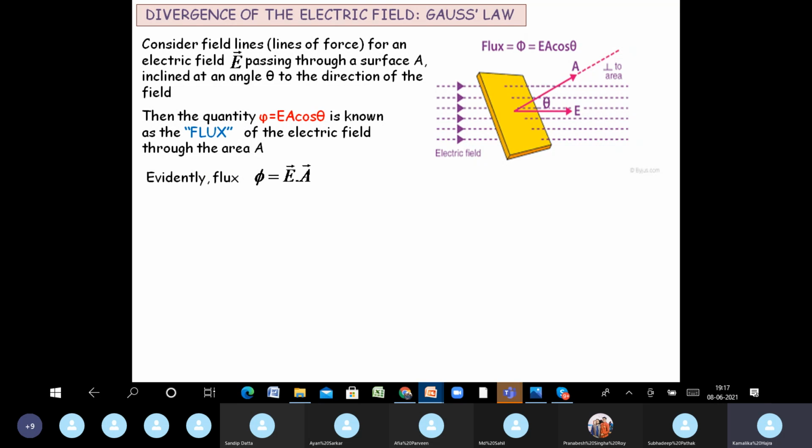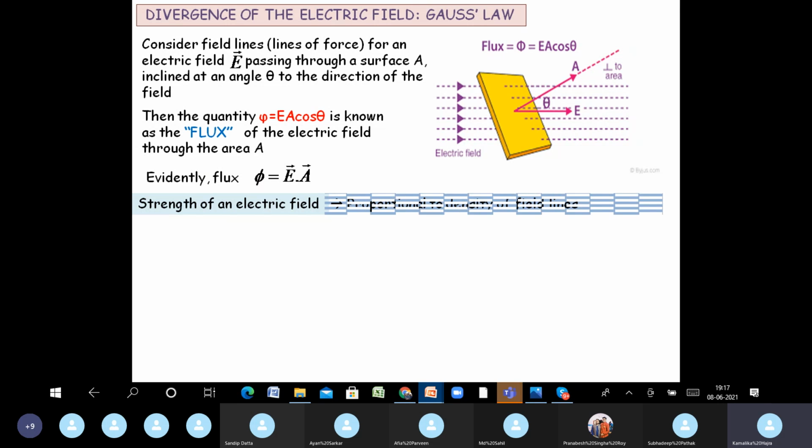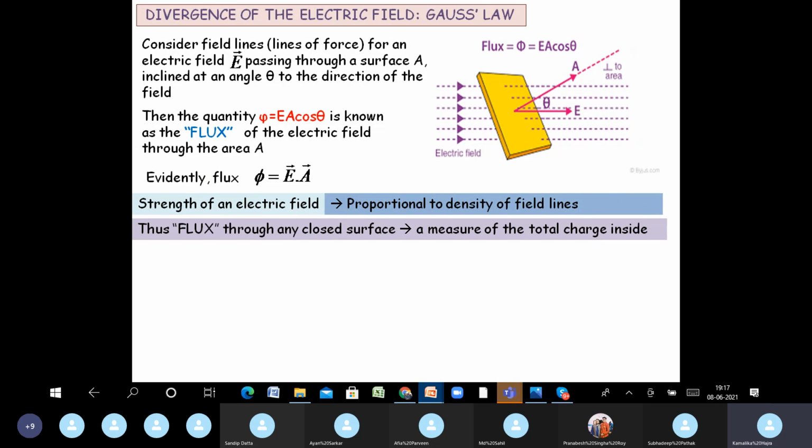We can write phi, the flux, equal to E dot A, the dot product between the electric field and the area through which the lines of force are passing. The strength of the electric field is proportional to the density of field lines, and the flux through a closed surface is a measure of the total charge inside. Basically, this is what Gauss's law tells us. It says that the flux of the electric field through any closed surface is equal to the measure of the total charge inside.